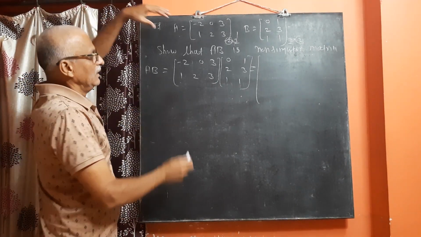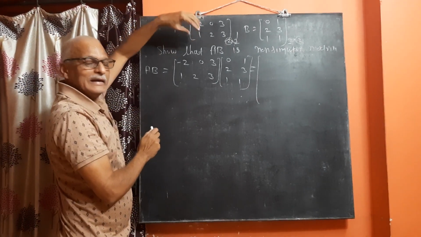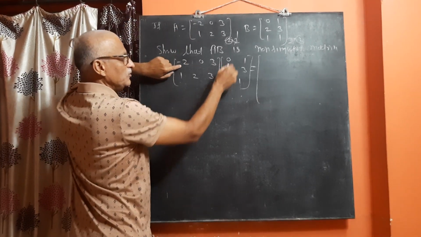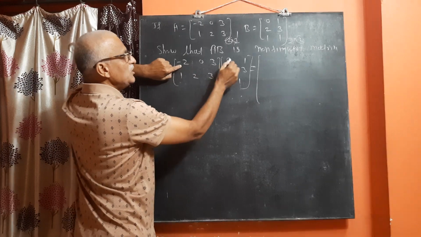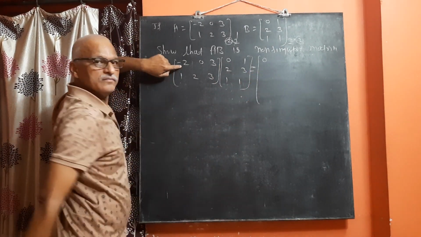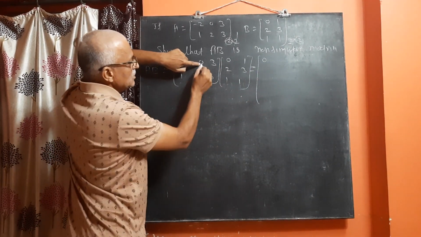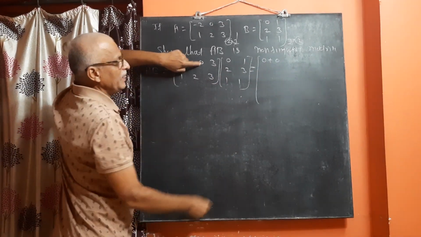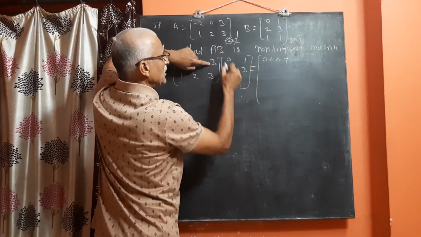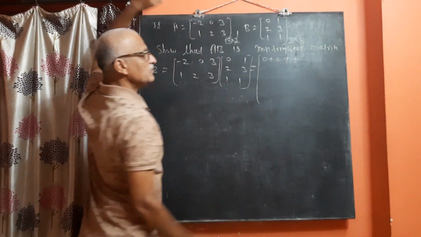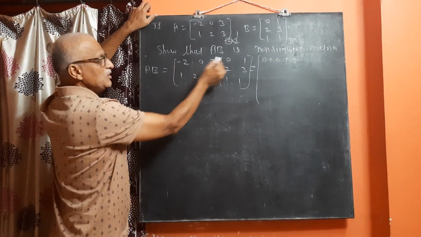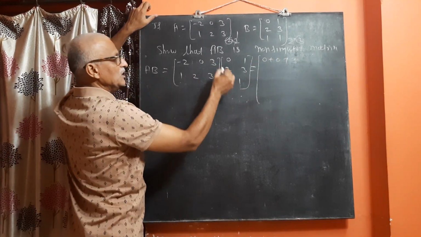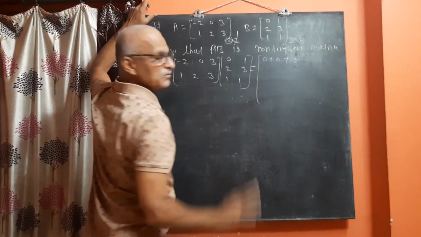Now the multiplication: first row into first column. -2 into 0 is 0, plus 0 into 2 is again 0, plus 3 into 1 is 3. This is our first element: -2 into 0, 0; 0 into 2, 0; 3 into 1, 3.